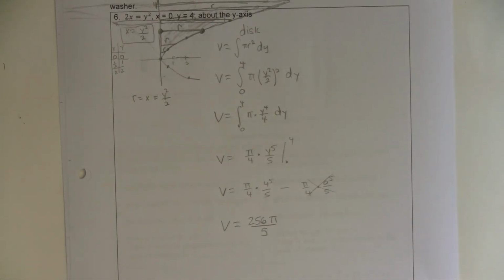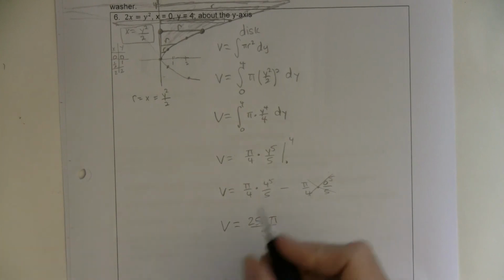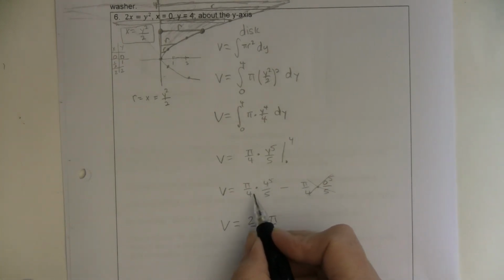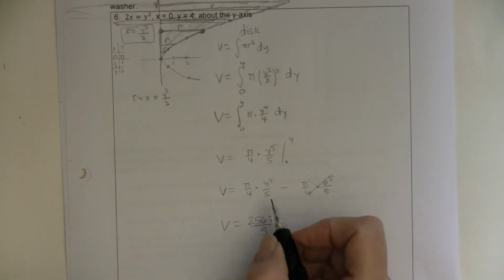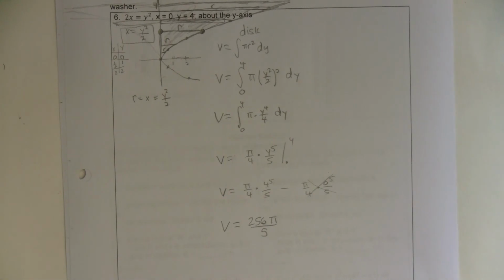So we did a lovely job on that. And so I just did 4 to the 5th divided by 20. If I was clever, I could have done 4 to the 3rd divided by 5, right? And so there we found the volume there. Okay, so that was an example of going around the x-axis and going around the y-axis. In our next video, we'll do an example of going around something different.